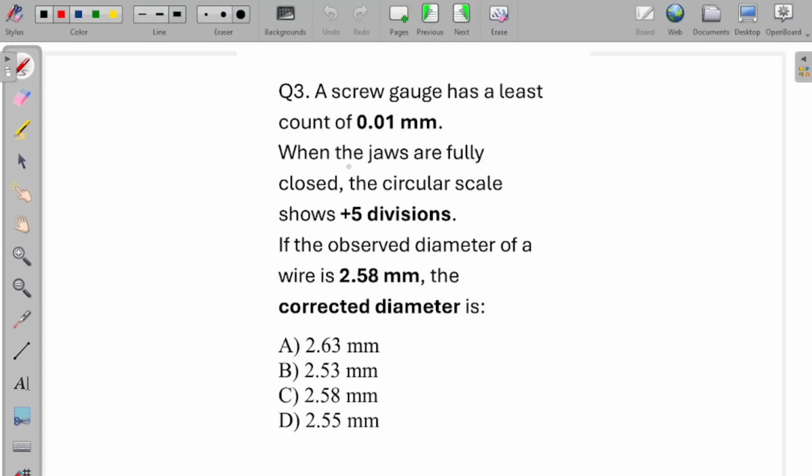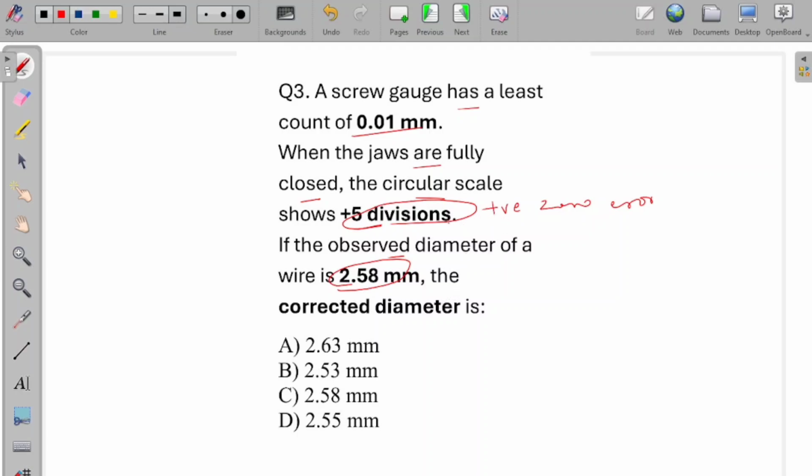Question number 3 says, a screw gauge has a least count of 0.01 millimeter. Least count is given already, we don't need to calculate. When the jaws are fully closed, the circular scale shows plus 5 divisions. When the jaws are fully closed and still plus 5 divisions are being shown, this means there's a positive zero error. If the observed diameter of a wire is 2.58 millimeter, we need to find the corrected diameter.